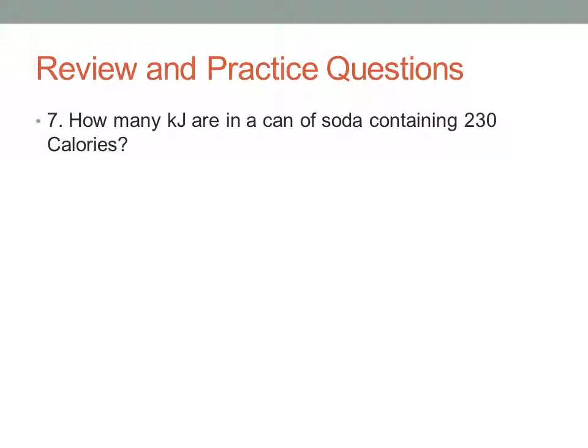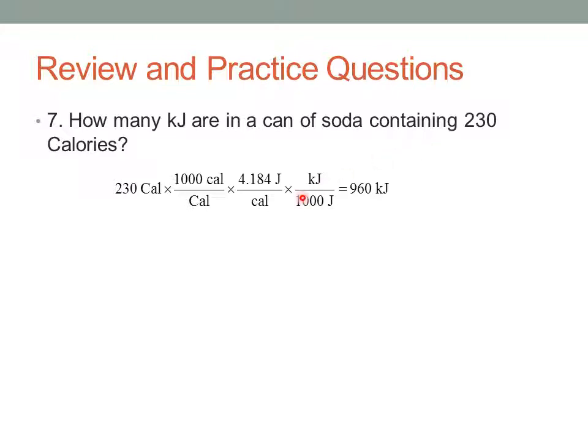Question 7. How many kilojoules are in a can of soda containing 230 calories? Notice this calories is the capital letter C, so this is the nutritional calories. We'd want to start our problem with that 230 nutritional calories and convert it to kilojoules. So our conversion would probably look something like this.